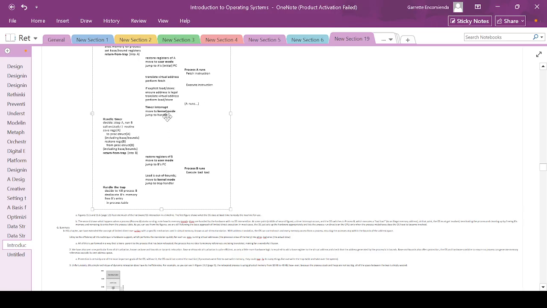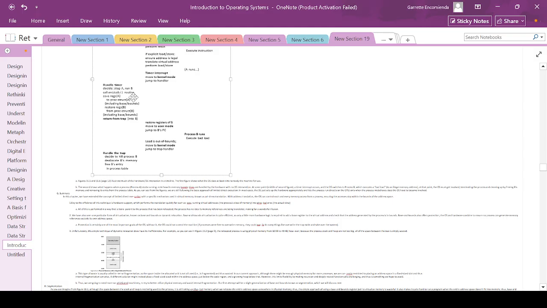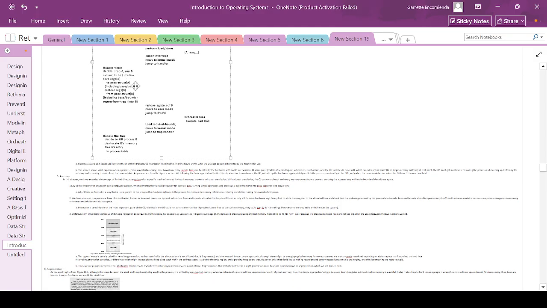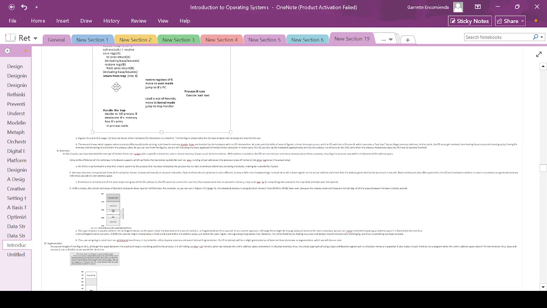And timer interrupt, move to kernel mode, jump to handler. Then the handler decides to stop A and run B, so it calls the switch routine, which saves the registers of A to the process structure, including base and bound, and then restores the registers of B, including base and bound, from the process structure of B. Return from trap into B, and the hardware restores the registers of B, moves to user mode, and jumps to B's PC.